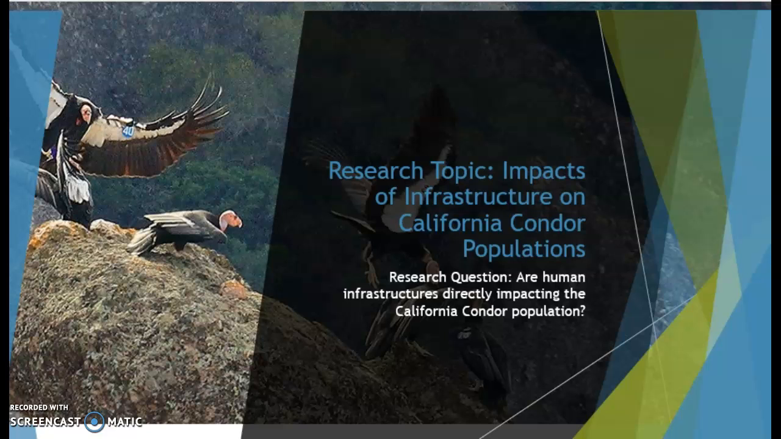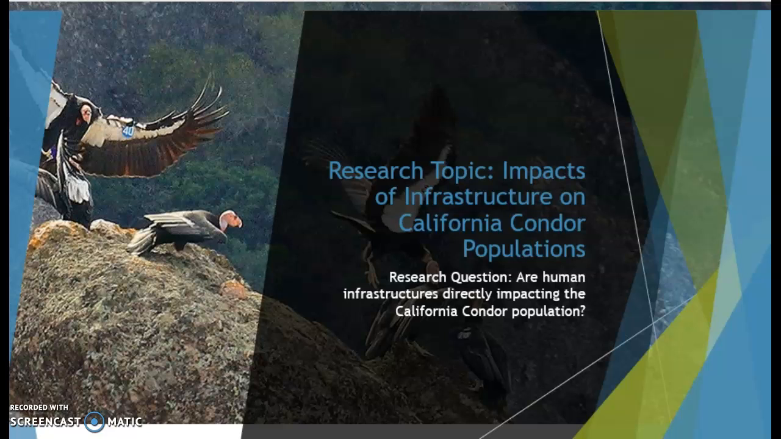As I said before, I'm going to be focusing on the human influences on condors. However, I'll only be talking about infrastructure such as roads and waterways and what role they play in helping either boost or take away from the California condor population. My research question is essentially, is human infrastructure directly impacting the California condor population?